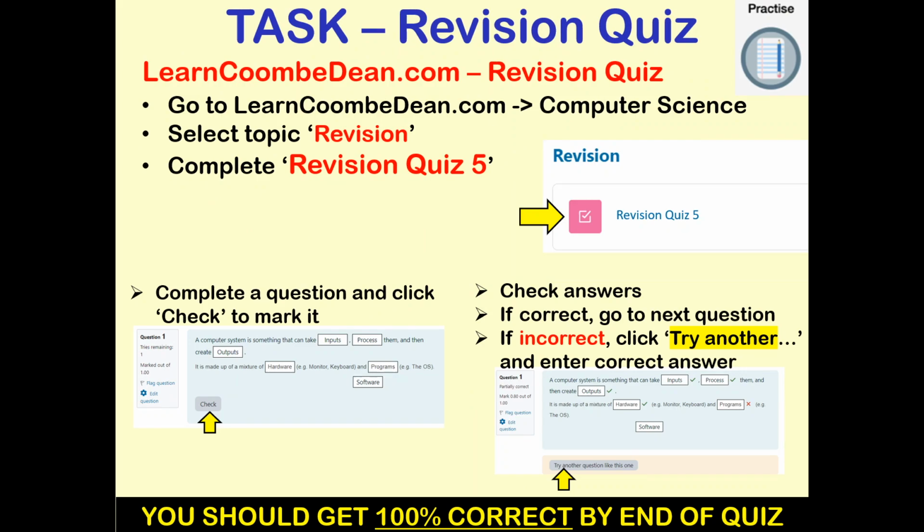Okay, now you've finished the video and you've finished the sheet, can you go to Learn Combe Dean and complete revision quiz 5. Use the knowledge from today's video and revision from past topics. Please make sure you check each question as always and you try again if you do not get the correct answer. We are looking for 100% correct by the end of the quiz. Good luck and I'll see you next week.